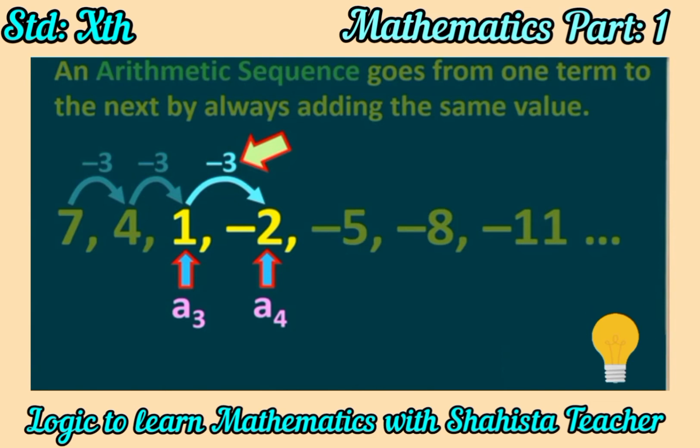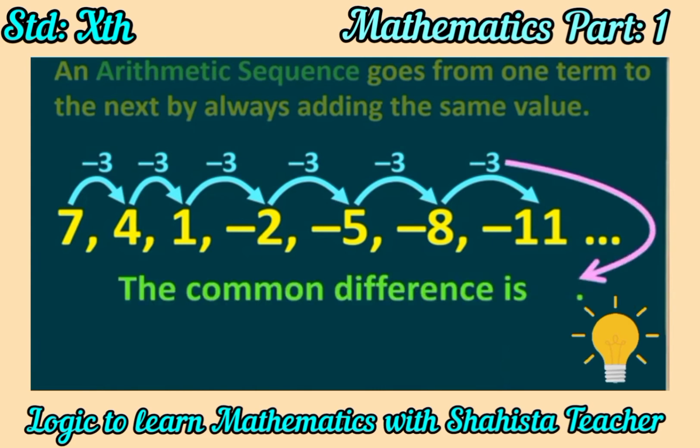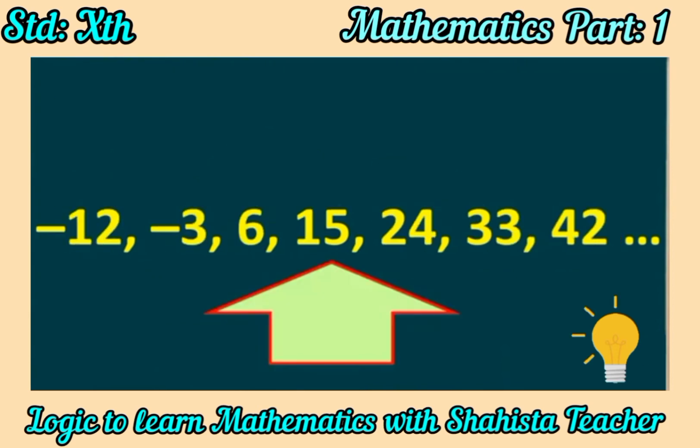Now minus 5 minus minus 2 is minus 3, minus 3, minus 3. We get a common number, that is minus 3. Always we have to add the same value. The common difference is minus 3. Is that clear? So the distance is minus 3, or we can say the difference is minus 3, because all of these give the same distance.